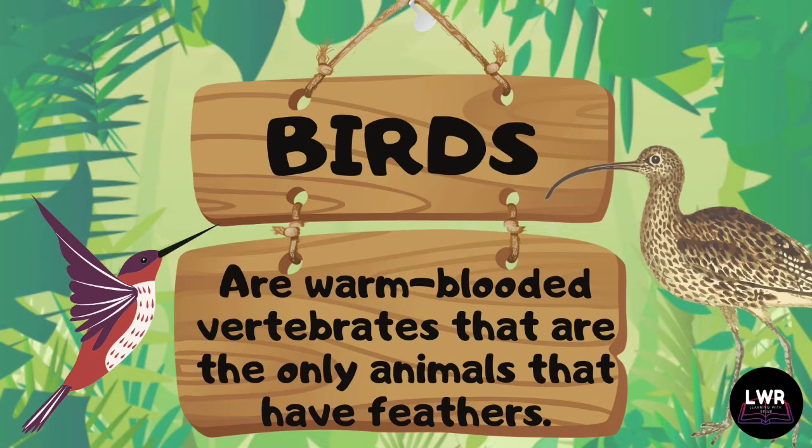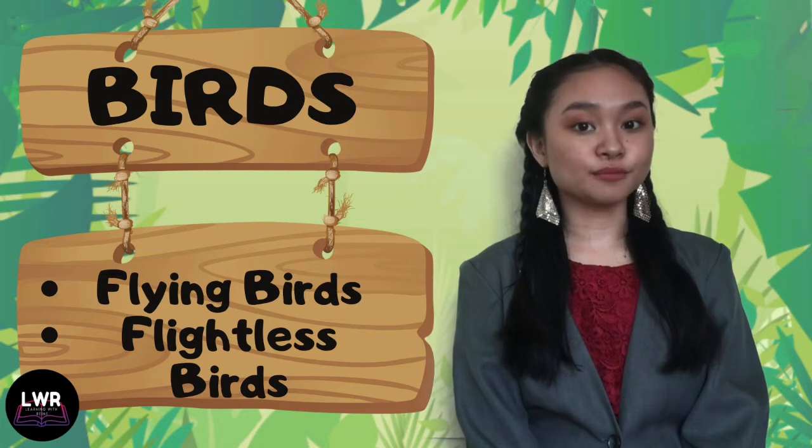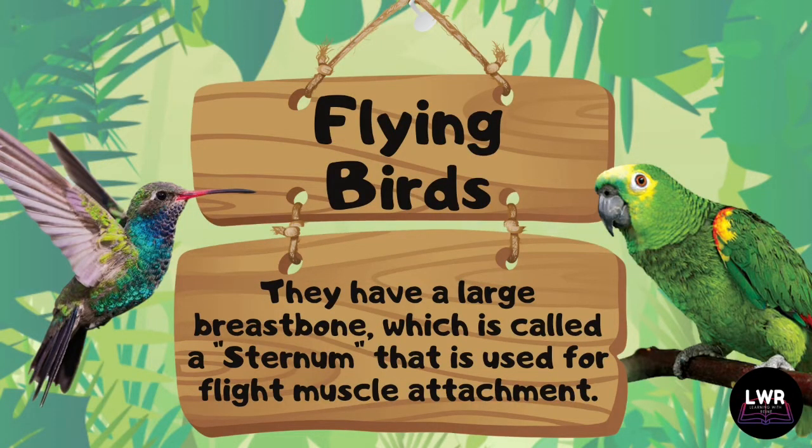What are birds? Birds are warm-blooded vertebrates that are the only animals that have feathers. There are 2 types of birds, flying birds and flightless birds. Flying birds have a large breastbone, which is called a sternum, that is used for flight muscle attachment. Here are some of the examples.